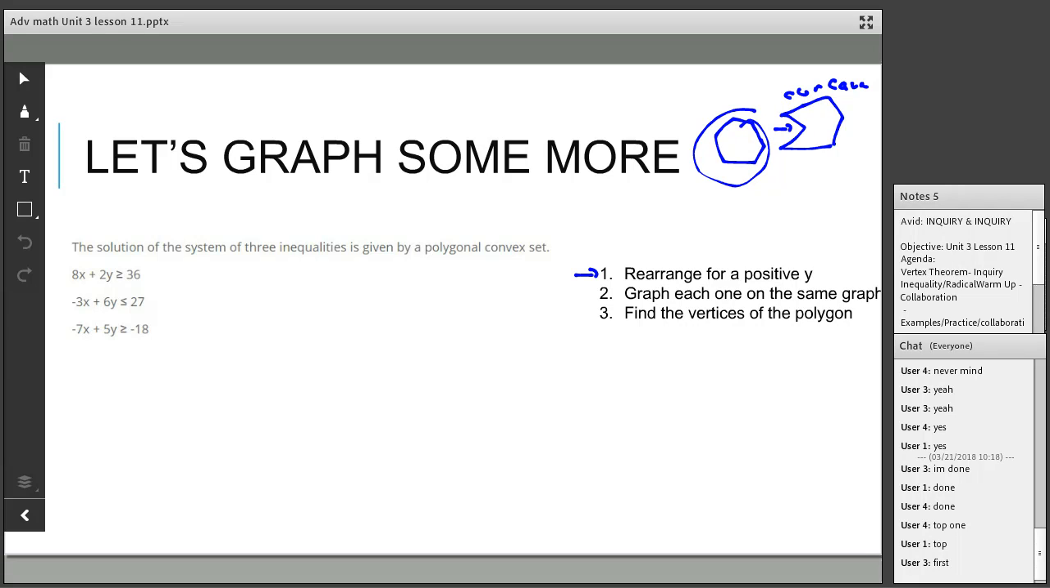So the first thing we need to do in order to graph this is rearrange these equations for a positive y. And you're going to get some funky fractions, if I remember correctly on this. And that's okay. So let's just assign these. See if you guys can rearrange them for a positive y. Anybody want to volunteer for number 1? I hate to just assign. Just going to do number 1. Rearrange it.